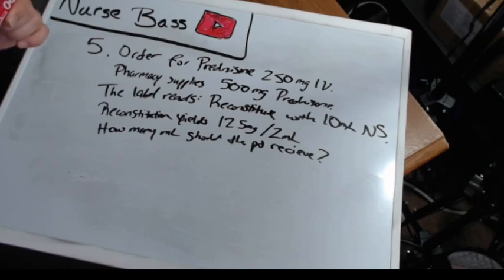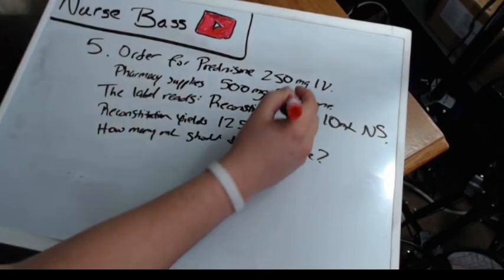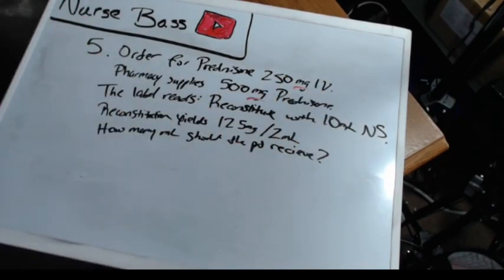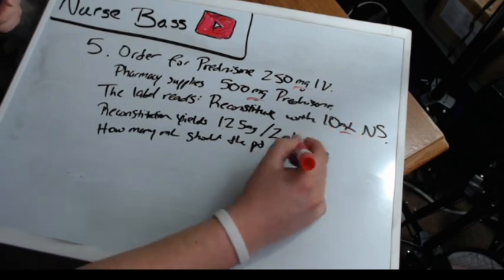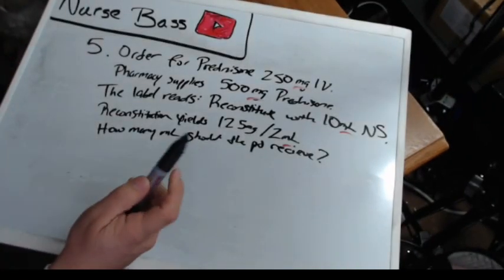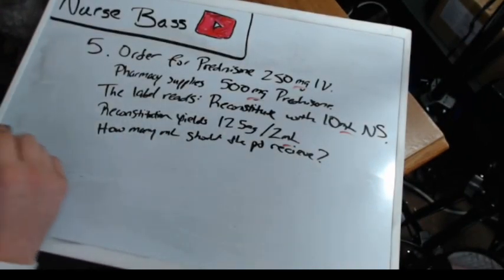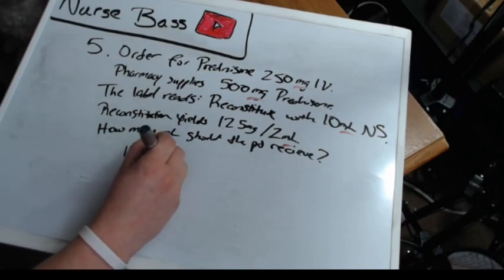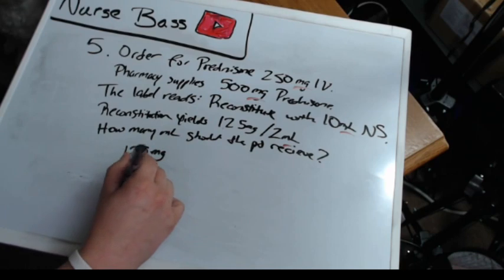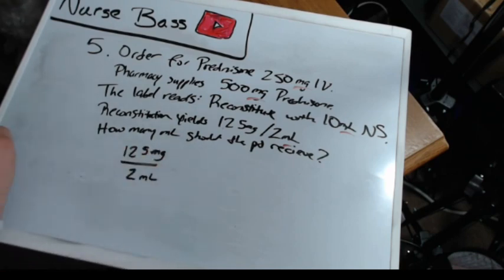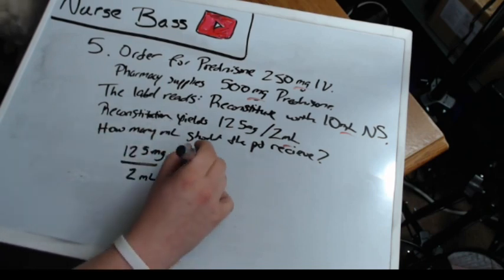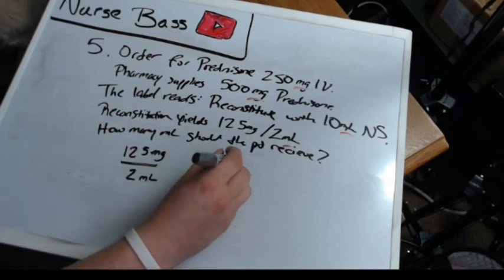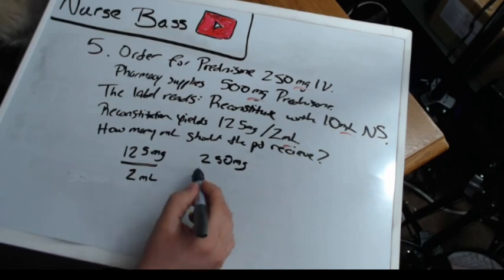So, again, how do we approach this? Do our units match up? They do. Okay? Milliliters, milliliters. It's all good. If we have a yielded reconstitution of 125 milligrams per 2 milliliters, and what we're supposed to give is 250 milligrams, how many mils should they receive?